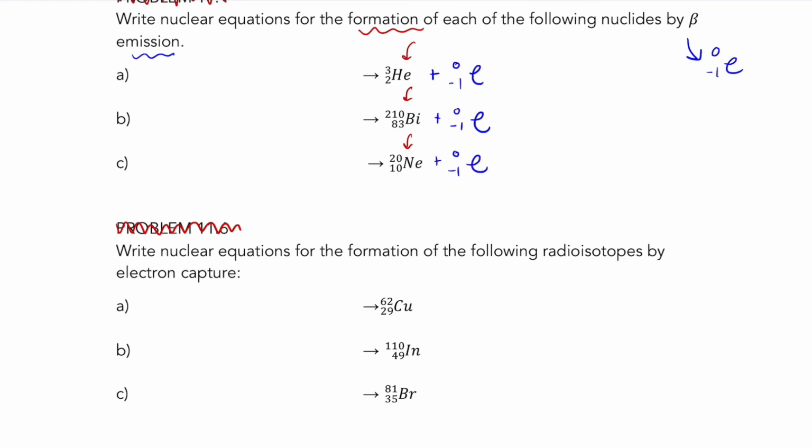Right? Because they're beta emitters. And now we need to figure out what is the reactant. What is that first atom? What's that first isotope that is undergoing this beta decay? So again, that just all comes down to balancing. So let's write some of this in.